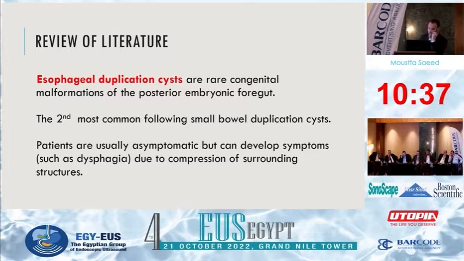In the review of literature, esophageal duplication cyst is a rare congenital malformation of the posterior embryonic foregut. The second most common following small bowel duplication cyst is the esophageal cyst. Patients are usually asymptomatic but can develop symptoms such as dysphagia, as in this patient, due to compression of the surrounding structures.